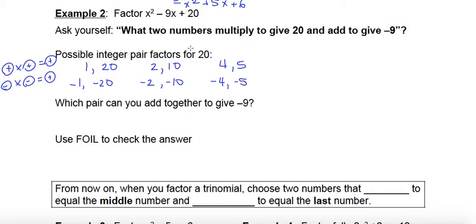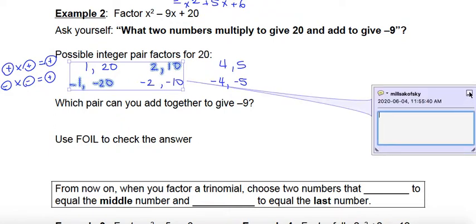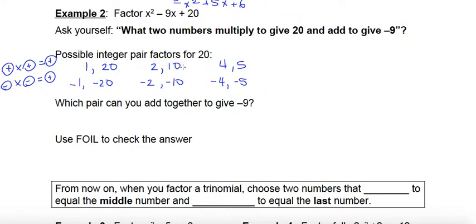Okay, so which pair of these add up to give you negative 9? So 1 plus 20 is 21, that doesn't work. Negative 1, take away 20, negative 21, that doesn't work. 2 plus 10 is 12, nope. Negative 2, take away 10 is negative 12, nope. 4 plus 5 is 9, that's close. Negative 4 plus negative 5 is negative 9, yeah. So that's the set that we're going to use in this question. So negative 4 and negative 5.